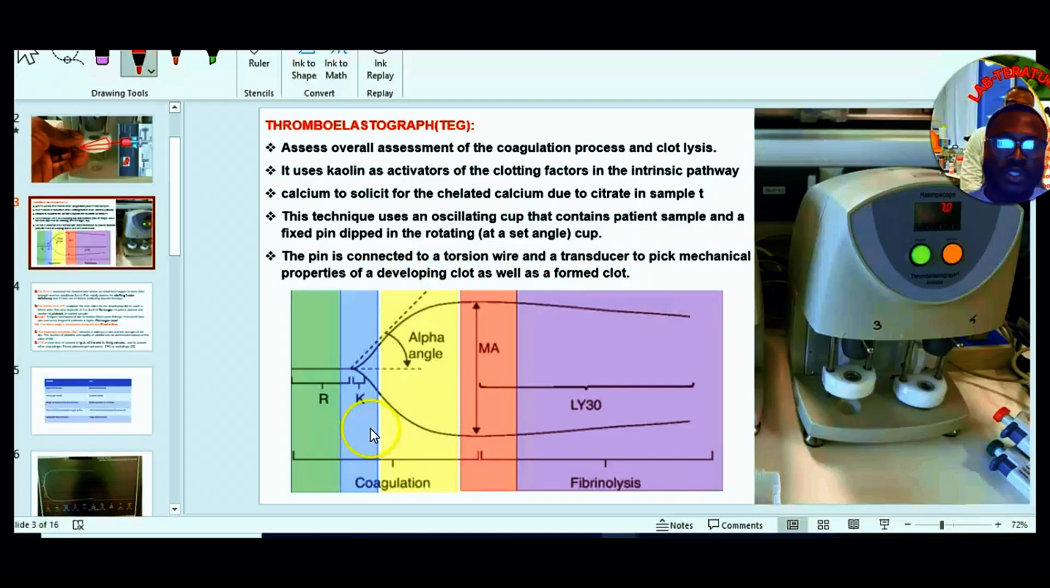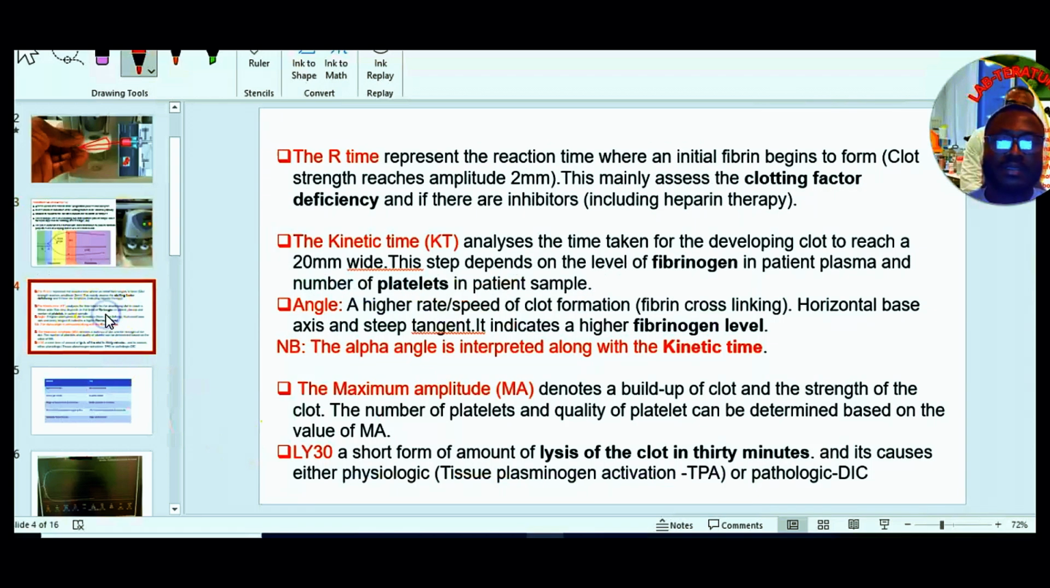So on the graph, this is the R time, this is the kinetic time, this is the alpha angle, this is the maximum amplitude, and this is the lysis at 30 minutes, which I'm going to explain as well. I will interpret it here, and we will get examples to solve so that you wouldn't be confused.